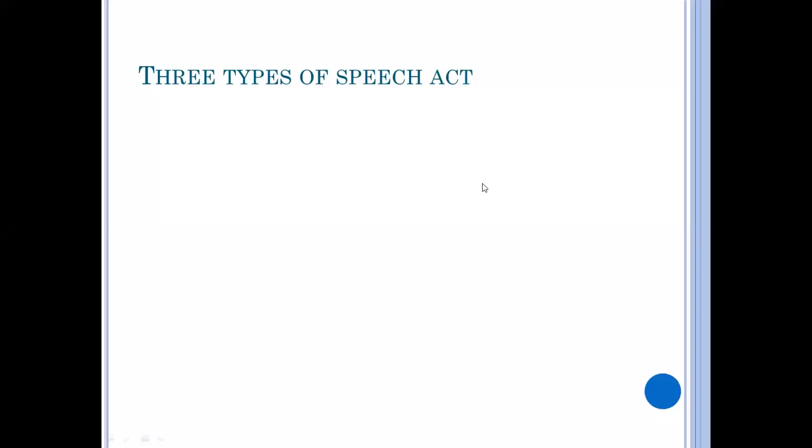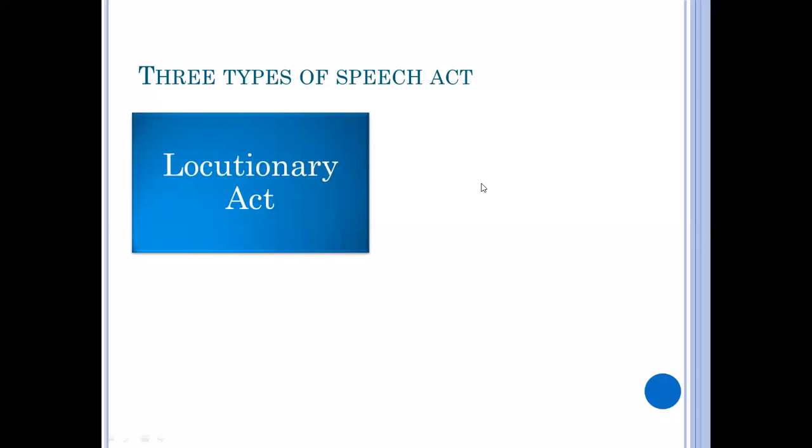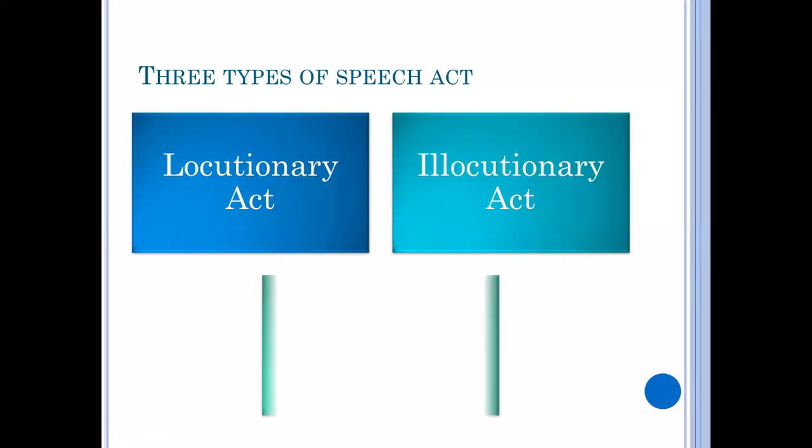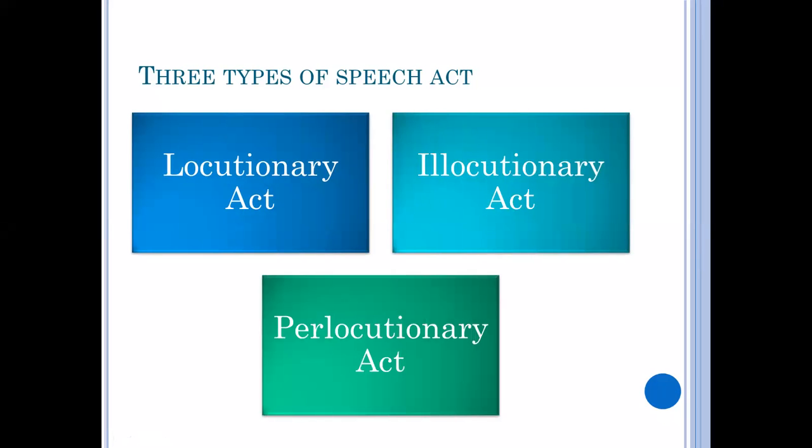For speech act, we have three types. According to J.L. Austin, a philosopher of language and the developer of speech act theory, there are three types of acts in every utterance given the right circumstances or context. So we have locutionary act, illocutionary act, and perlocutionary act.